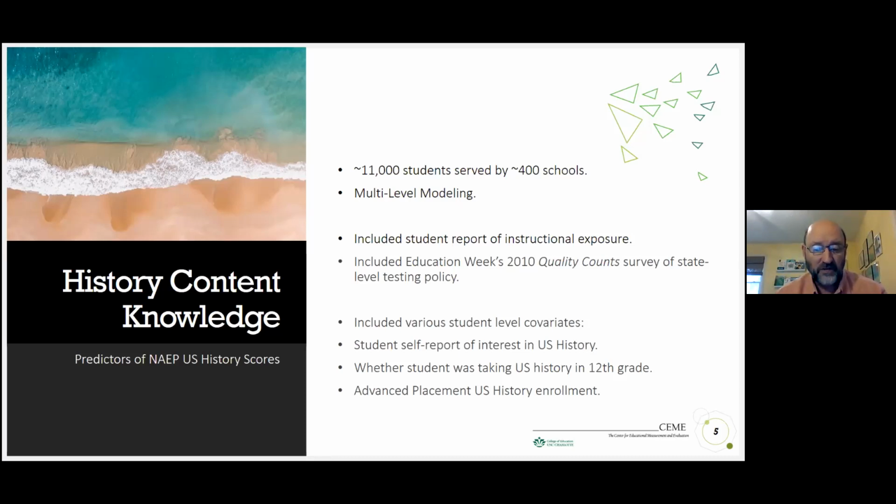We used student self-report of their interest in US history. In other words, if students are not particularly interested in the course, that may be associated with some of the variability in the scores. We also used whether the student was taking a history course at the time. We used the 12th grade scores, and so the students could report, were they also taking a history class at that time? And then we used another covariate, had they ever taken the AP US history course?